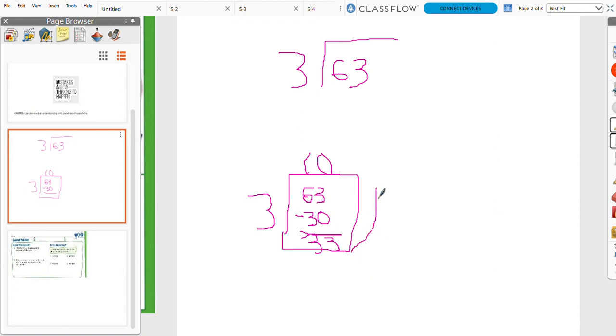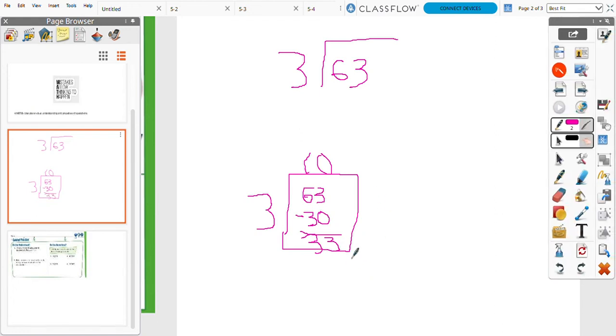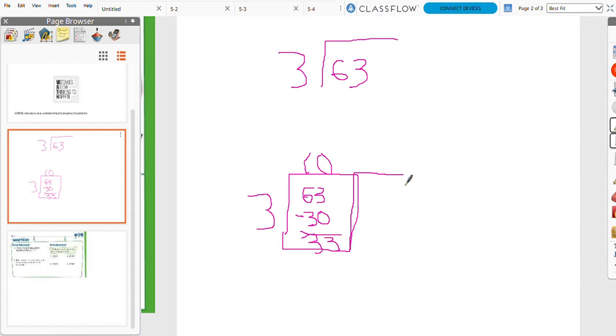I'll draw my next box, which is my next step. Really not a fan of this mouse to draw, but I left my whiteboard at home, or my document camera at school.